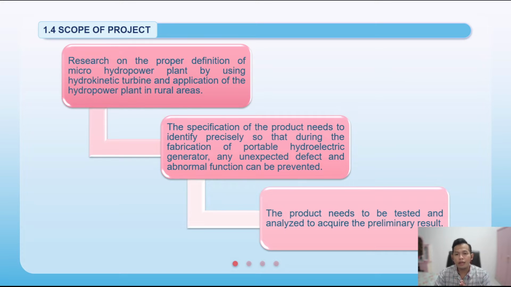After gathering all the information, the specification of the product needs to be identified precisely so that during the fabrication of the prototype, any unexpected defect and abnormal function can be prevented. And lastly, the product needs to be tested and analyzed to acquire the preliminary result.